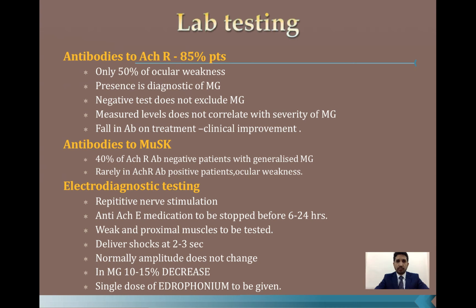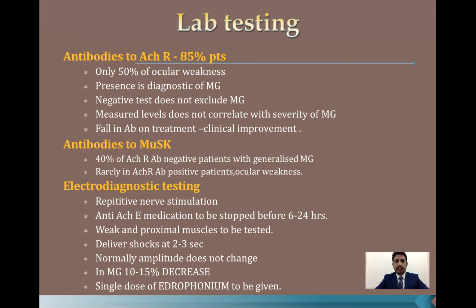Now you have done screening and you suspect that the patient has myasthenia gravis. You want to confirm your diagnosis and run some lab investigations. The test is antibodies to acetylcholine receptor. These are positive in 85% of the patients. If you find these antibodies, this is diagnostic of myasthenia gravis. But if these antibodies are absent, this does not mean that myasthenia gravis is ruled out. Then you need to do other tests like antibodies to MuSK. These are positive in up to 40% of patients who have negative acetylcholine receptor antibodies.